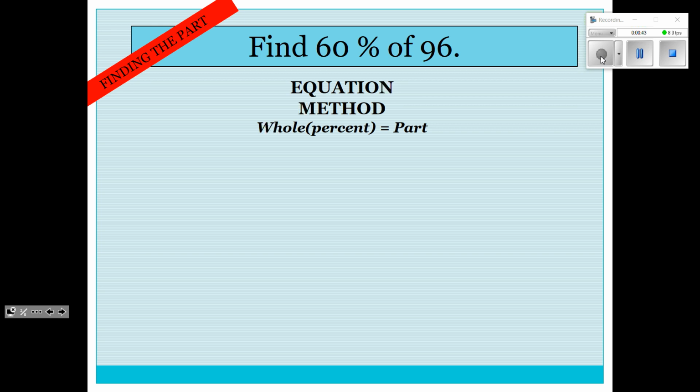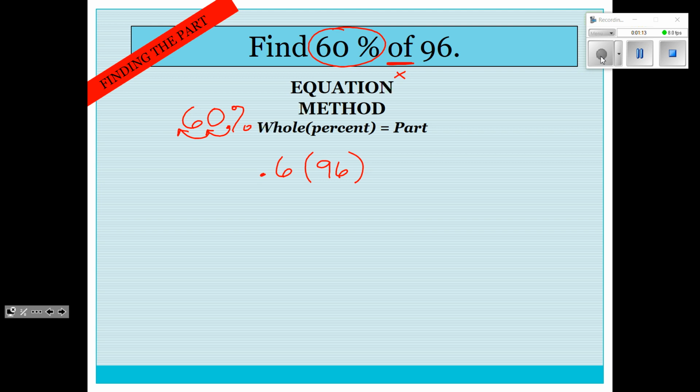Find 60% of 96. When you have a percent, you have to convert the percent into a decimal. To convert a percent into a decimal, you take the decimal, which is at the end, and you move it 2 places to the left. So the percent would be 6/10. Of, in our math, means to multiply. So we're taking the percent, 60%, and we're multiplying it times 96.